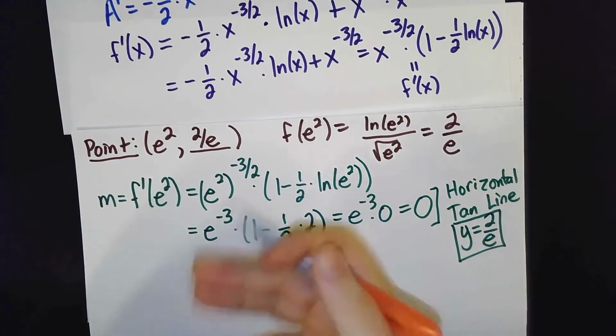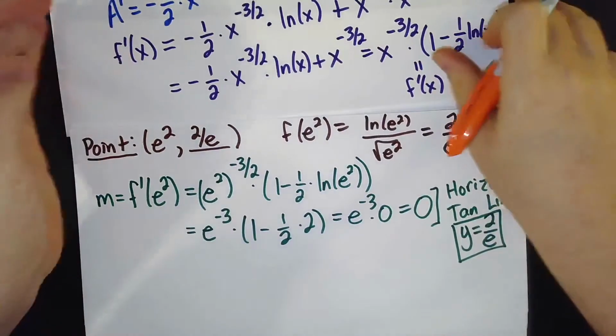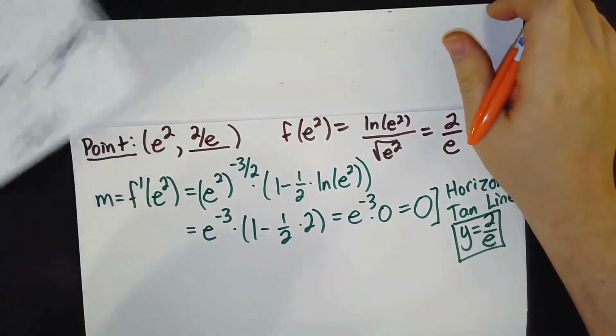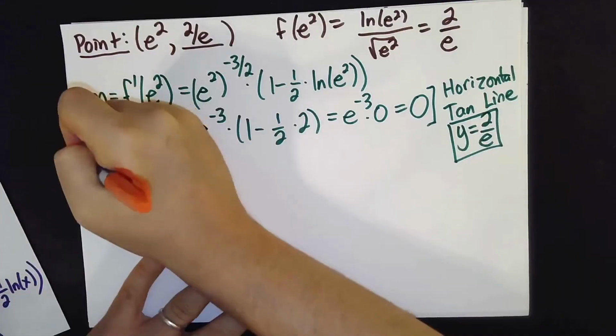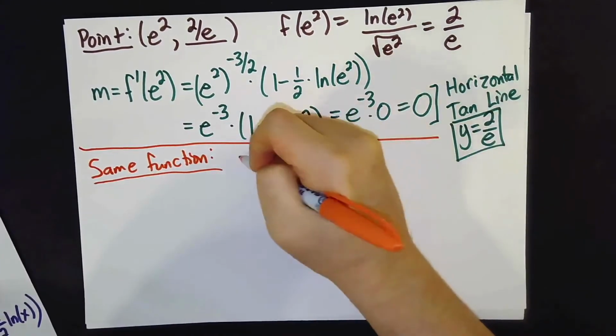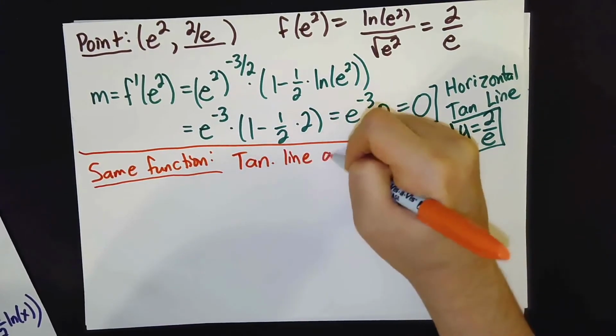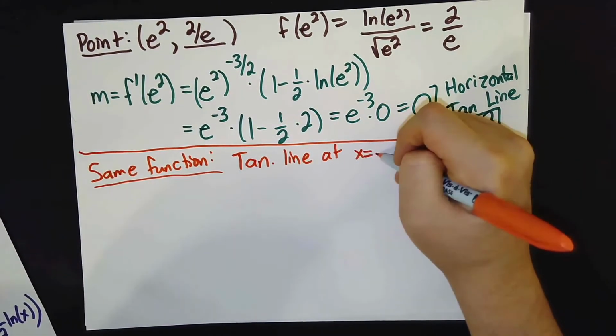Now, you might complain that I picked a point where it would work out easy for me, but let's go ahead and do it at a different point. So let's take the same function, and let's find the equation of the tangent line at, instead of x equals e squared, let's do x equals e to the 6th.